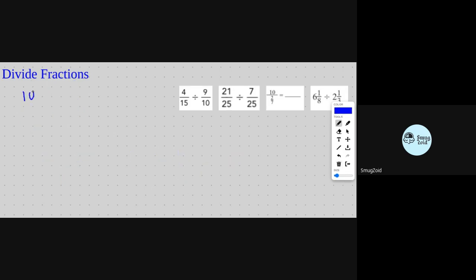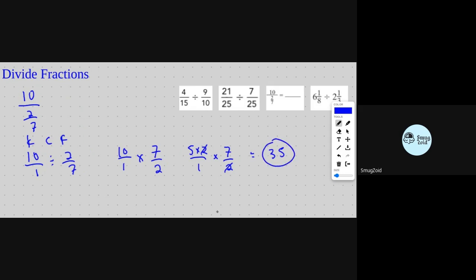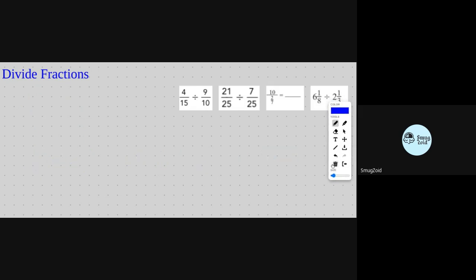This one's written really weird. It says 10 over 2/7. What this is really saying is 10/1 divided by 2/7, right? Keep, change, flip. 10/1, change the sign to times, make this 7/2. Now, the only thing you could do to this guy is make this 5 times 2 over 1, times 7 over 2. I can cross the 2s out now. You get the number 35. That's the answer, right?